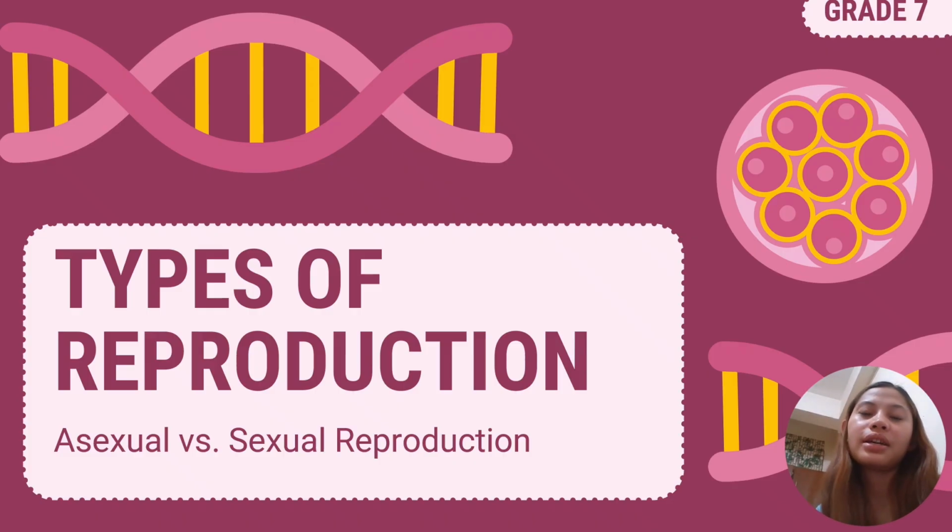Our topic today is the types of reproduction. When we say reproduction, we mean the process of producing new organisms. There are two main types: asexual and sexual reproduction. As we go along, let's try to think about how these two might be different from each other.